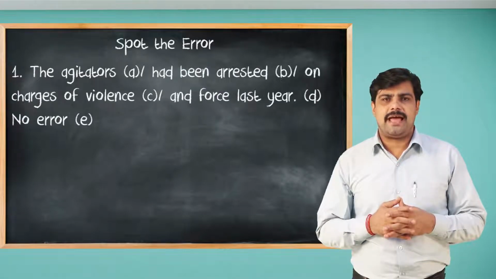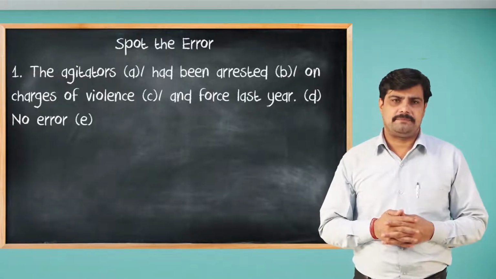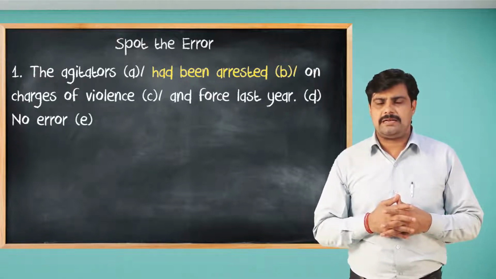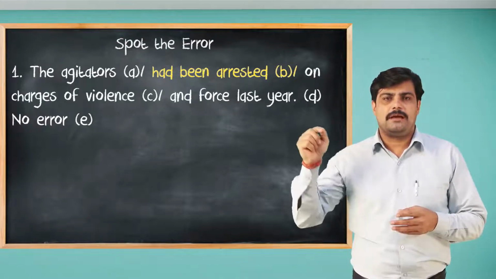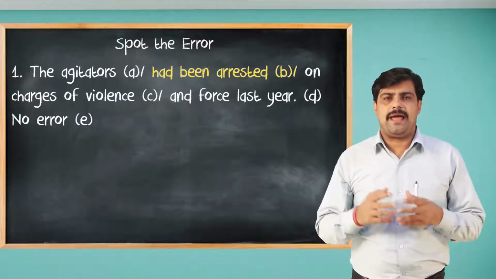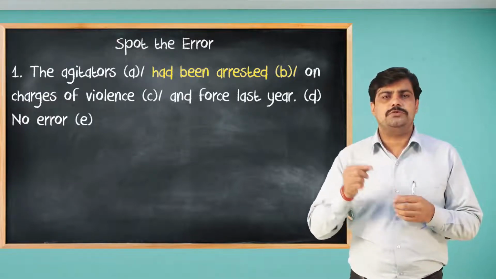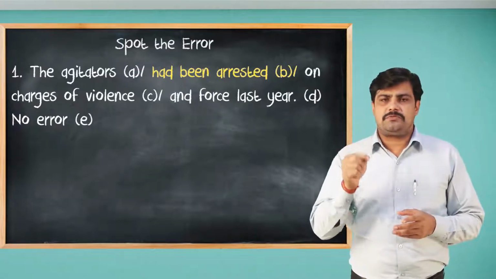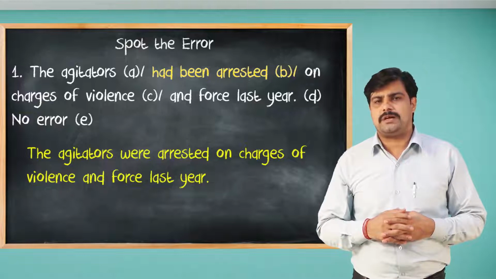The agitators had been arrested on charge of violence and force last year. Part B is incorrect because the helping verb had is wrong here. The sentence should be in past indefinite tense because the sentence ends with last year. There are some words like ago, back, past, a few years, last, yesterday, etc. which are always used in past indefinite tense. So the correct sentence would be, the agitators were arrested on charge of violence and force last year.